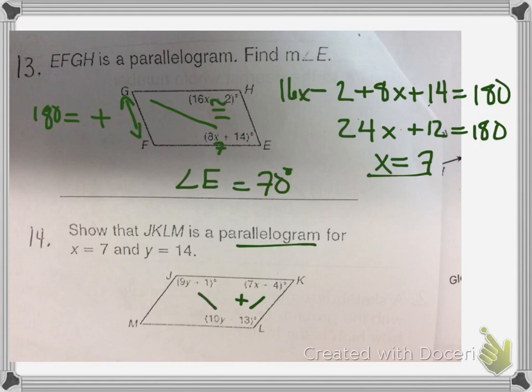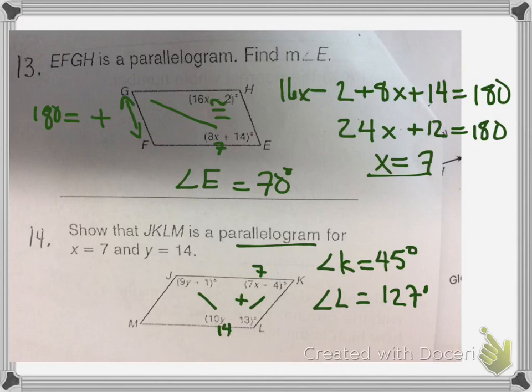Okay, so if I put 7 here, I get 7 times 7 is 49. 49 minus 4 would be, so angle K is 49 minus 4, 45 degrees. Okay, if I put the 14 here, that's 140 minus 13. I think that's a minus. That's hard to see. Yeah, I'm going to say that's a minus. So that's 140 minus 13, so that's 127. So angle L is 127.